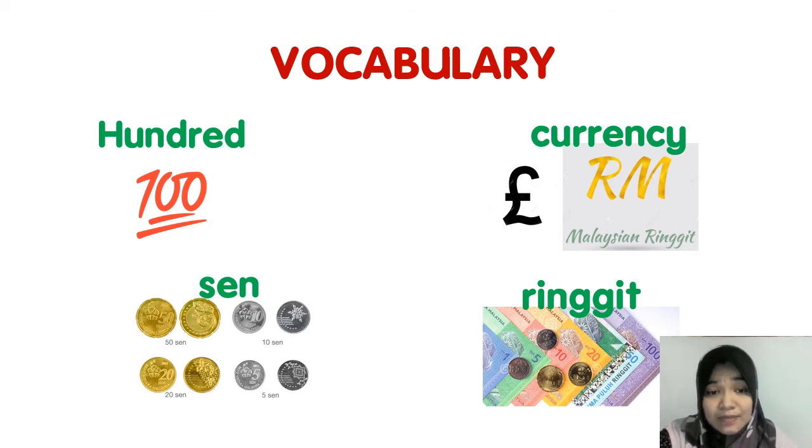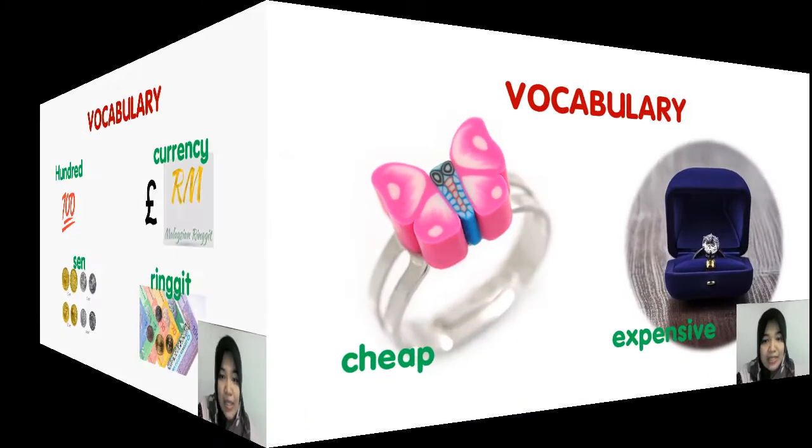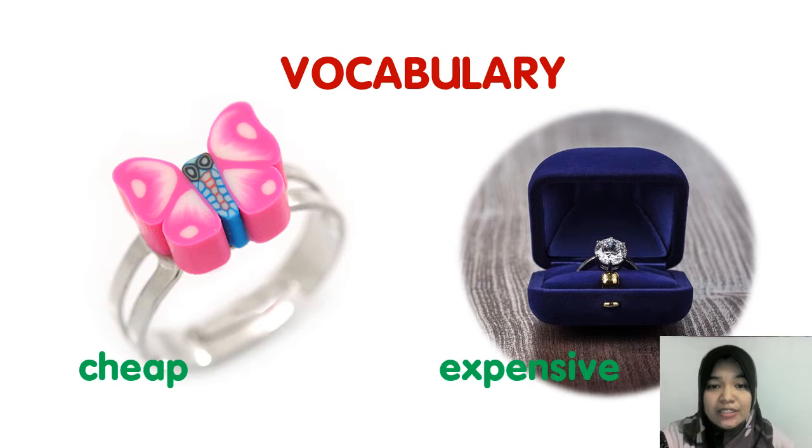Okay, it is cent. Cent is when we talk about the coins, duit syiling. Okay, next is ringgit. Ringgit here means the notes, duit kertas. Okay, class? Okay, next.